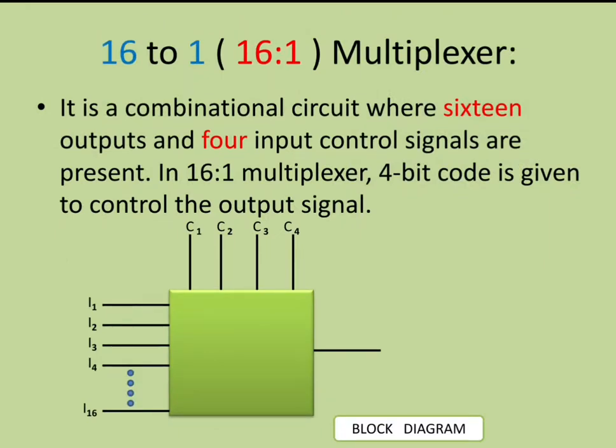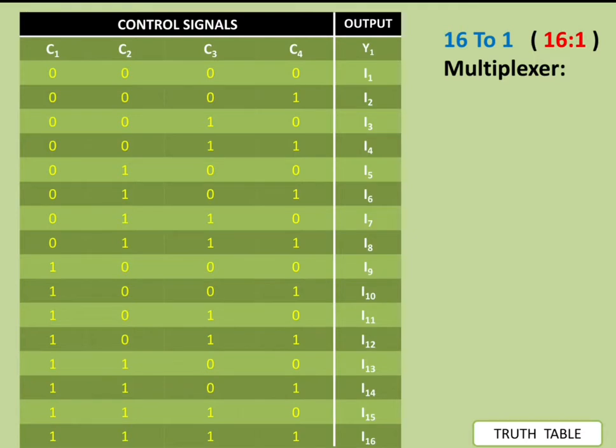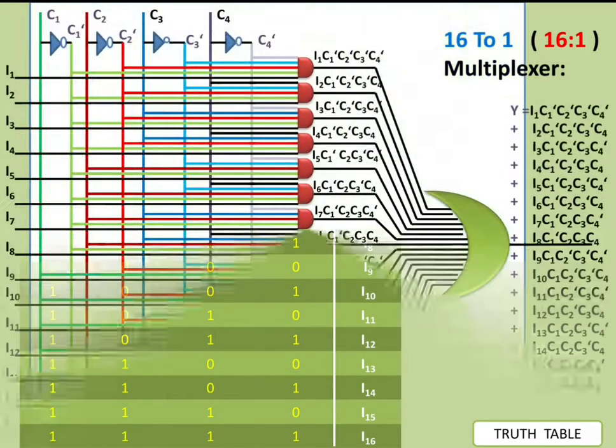And now I'm moving further with 16:1. It is a combinational circuit which accepts 16 inputs, which are handled with 4 control signals, and produces 1 output. This is our block diagram of the 16:1 multiplexer. In the same way, see, 1 output, 4 control signals, 16 inputs. And see, the table is in front of us. When we are having 0, 0, 0, 0, then we are getting I1 as output. In the same manner you have to follow.